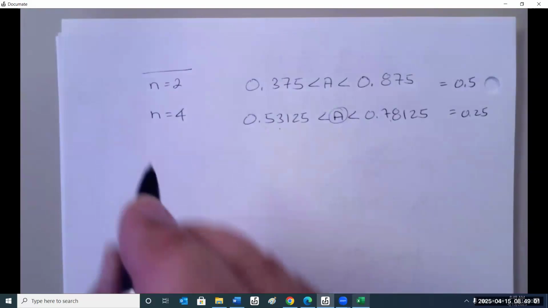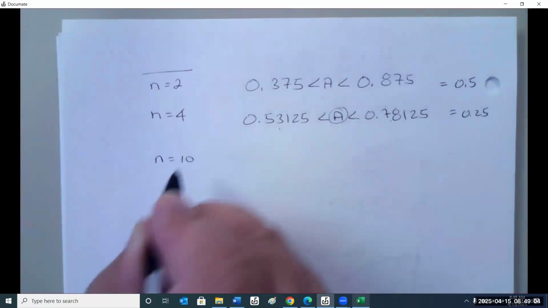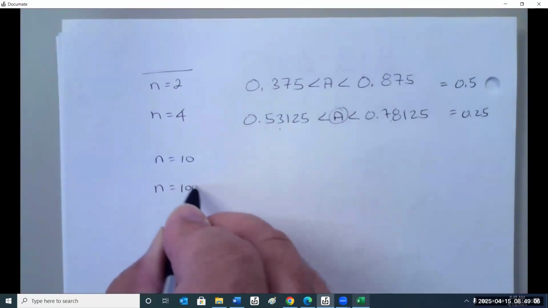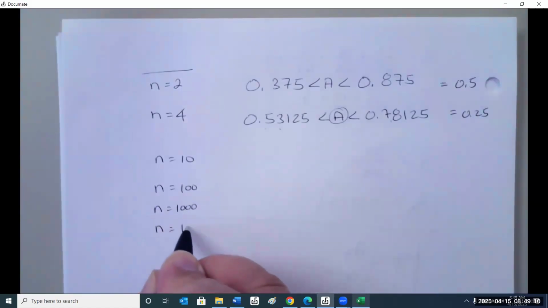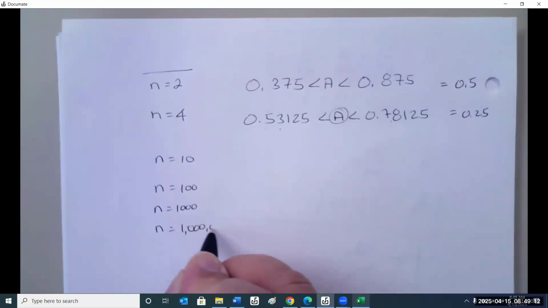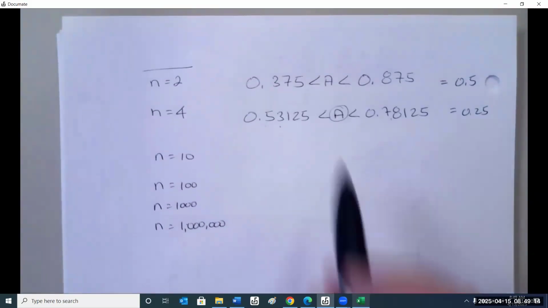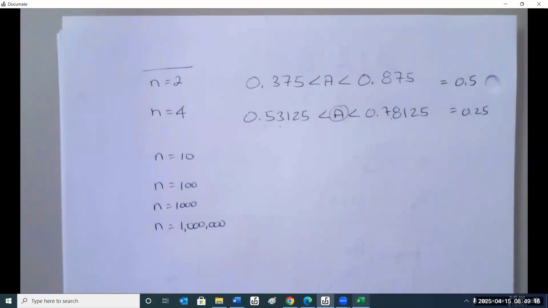So if we had n equals 10, n equals 100, n equals 1,000, n equals 1,000,000, these numbers will get closer and closer together. Eventually, after we do enough of those, we get the same answer. And that's the true area of the curve, which is what we're looking for here.